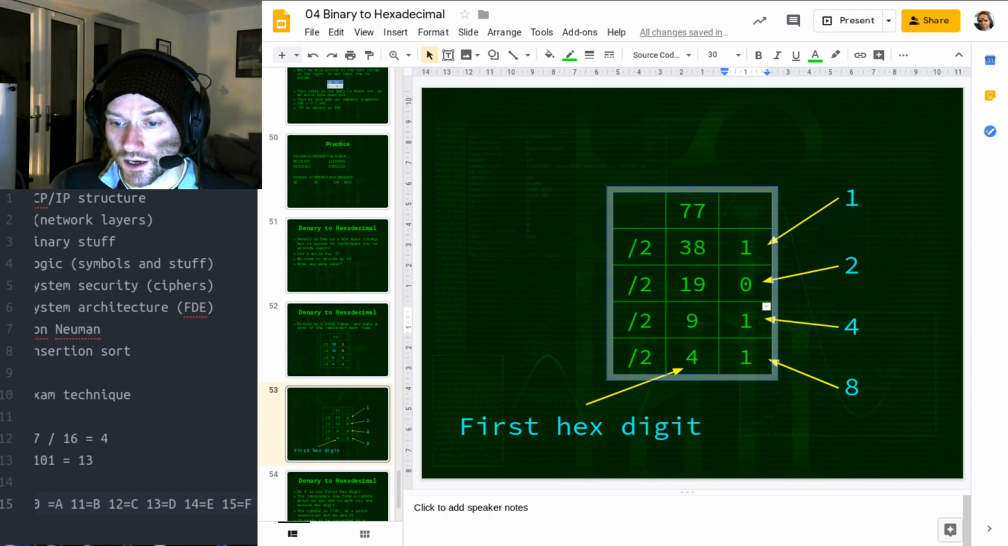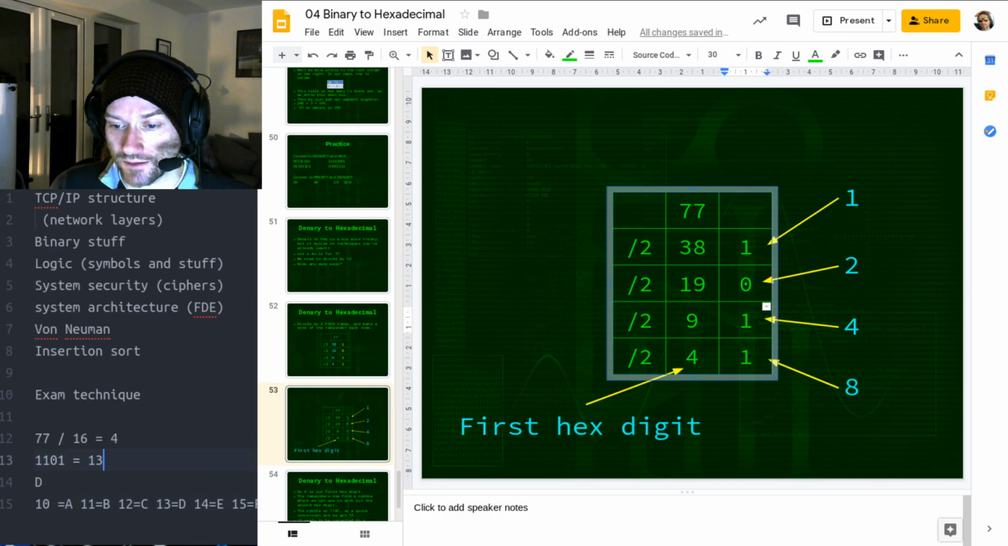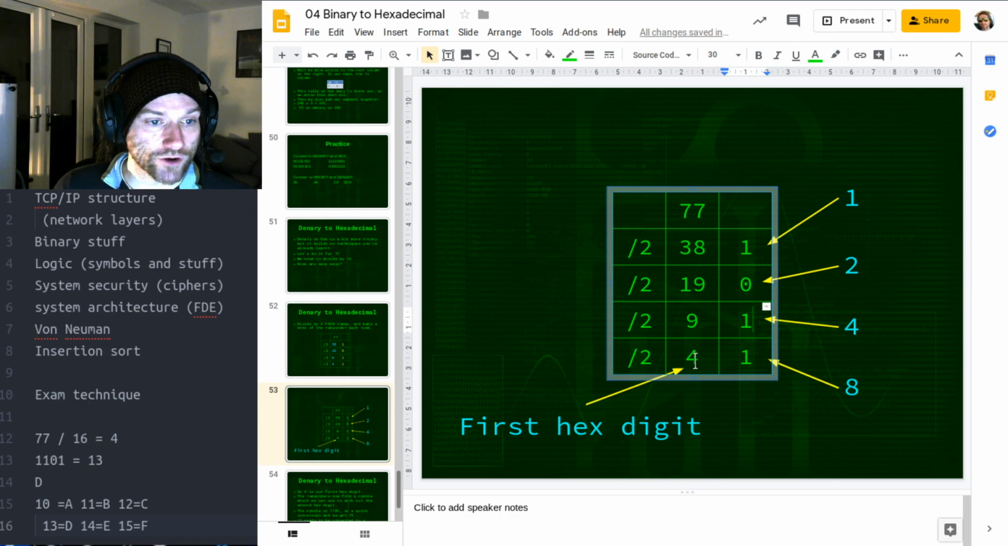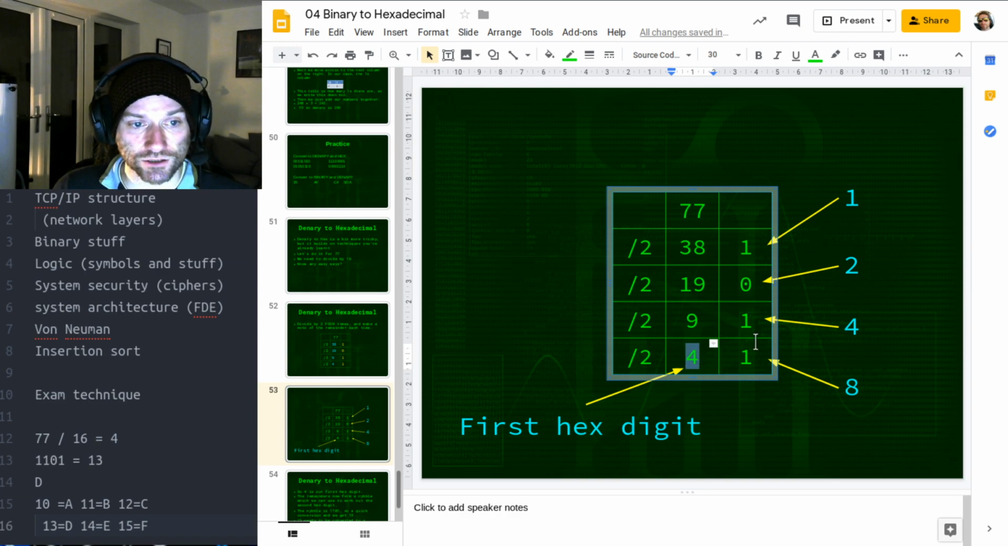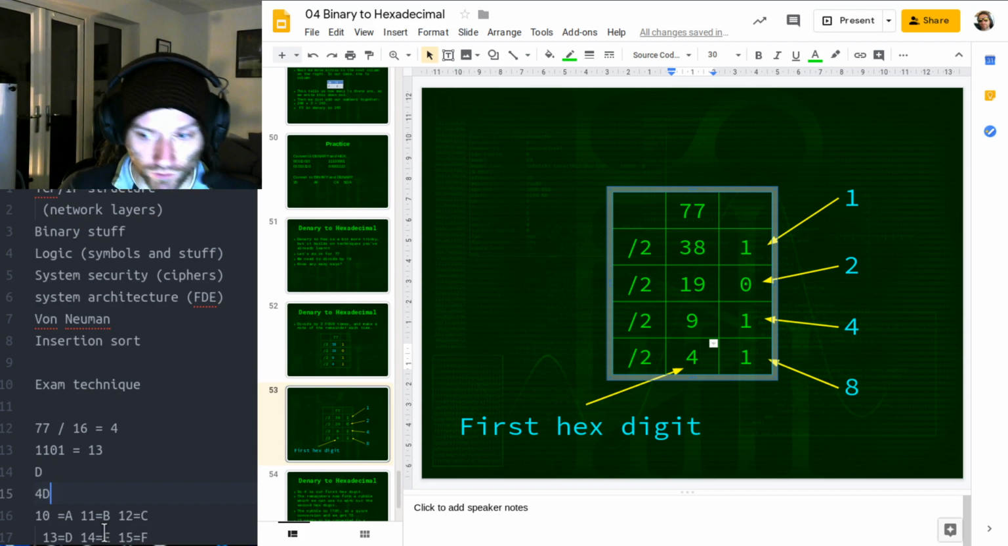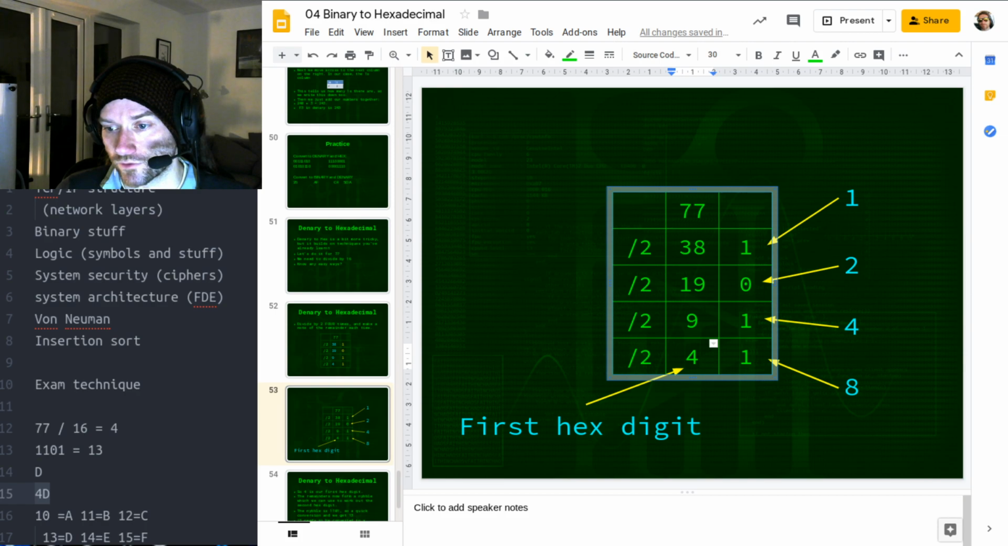Okay? Now, because we've got this number here, that equates to D. We've already got this first digit, that's just 4. We've converted that. Our conversion is now 4D. Okay, that is our final answer. Right? Do we get that?